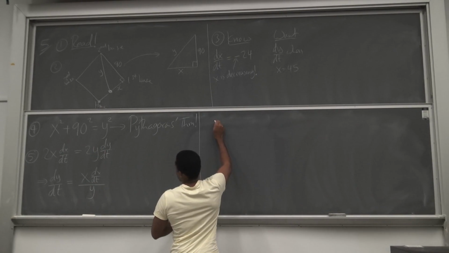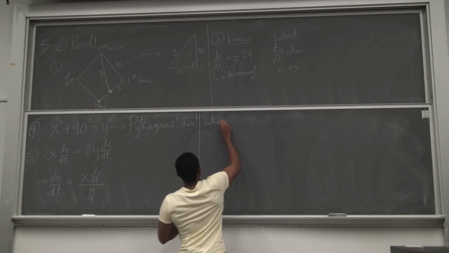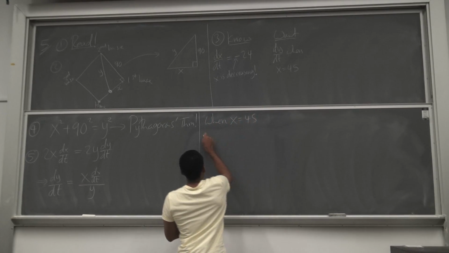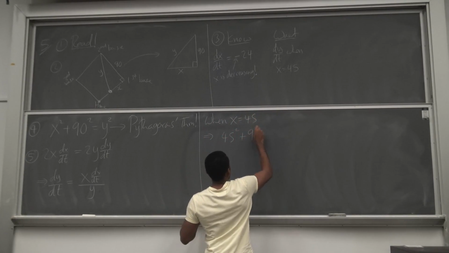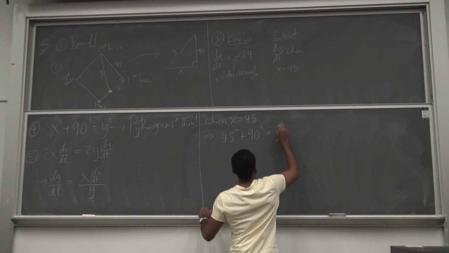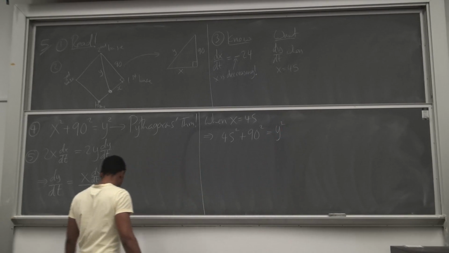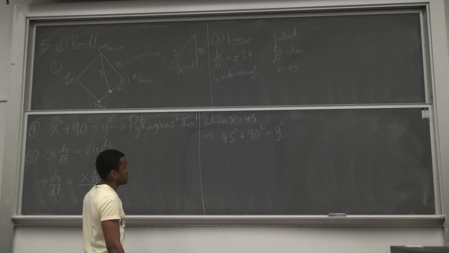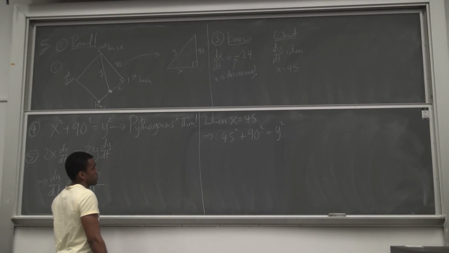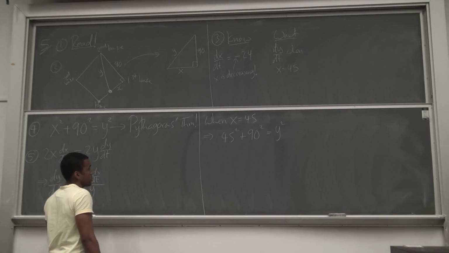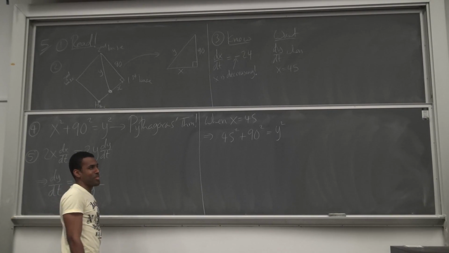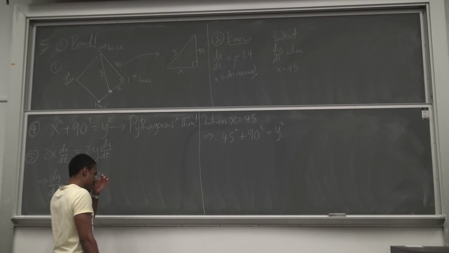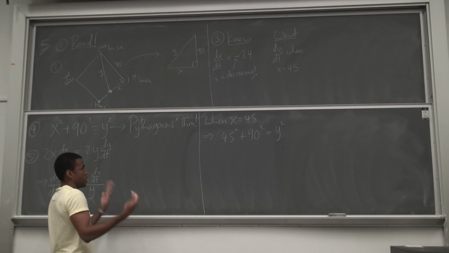So I know that when x equals 45, this means 45 squared plus 90 squared equals y squared. How do I solve for y? Okay, how do I do that? Using my brain. Well, hopefully we all use our brains. Go, how?